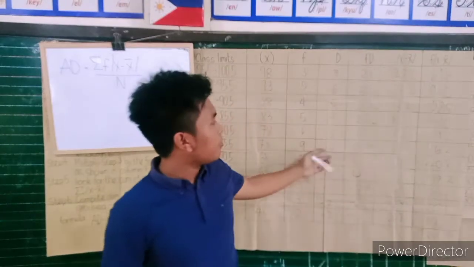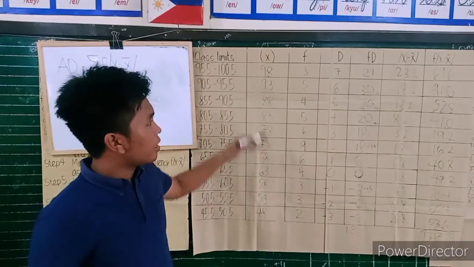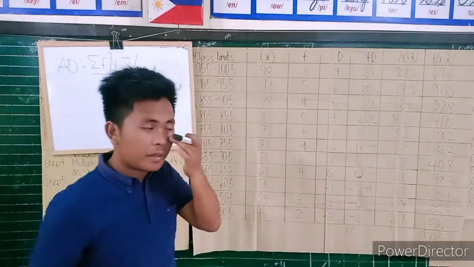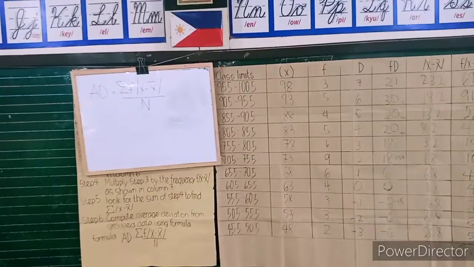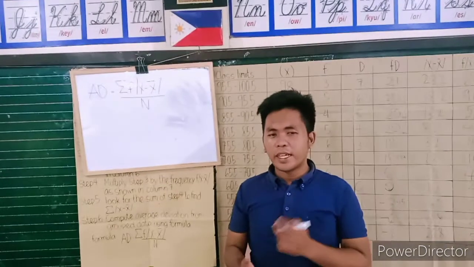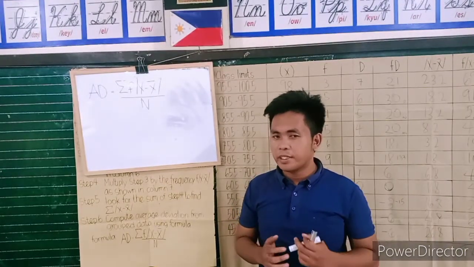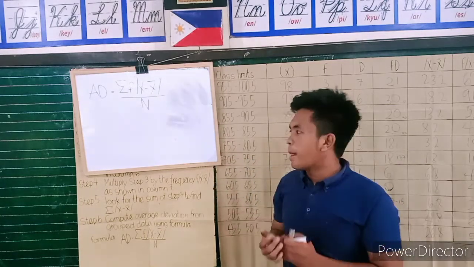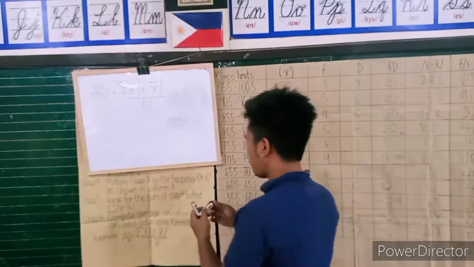Okay, in our table we are done solving all the problems. So the last thing we have to compute, finally, is the average deviation from group data. This is the formula that we are going to use in solving the average deviation from group data.